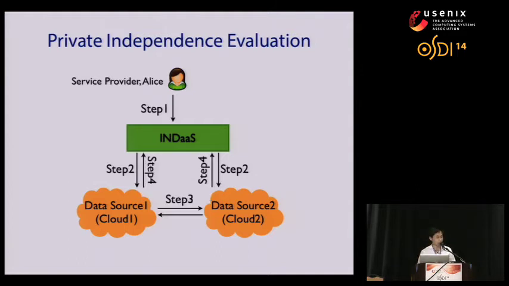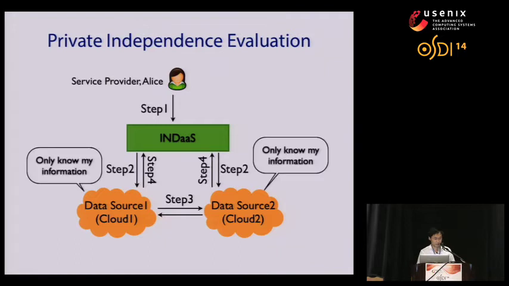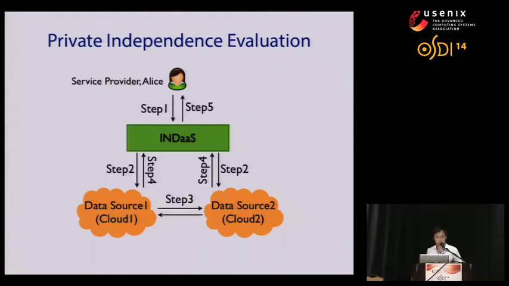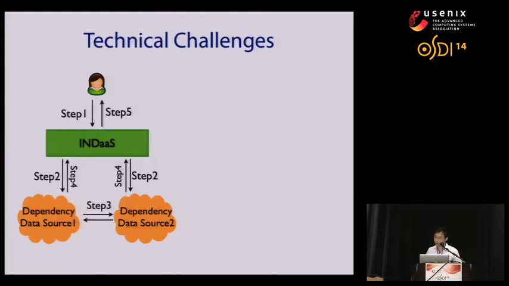Each data source can calculate the independence and only send the independence score back to INDaaS without leaking any information. In this case, each cloud provider cannot know any information, and our system only knows the independence score. So it forwards the independence score to Alice. Building such a system is actually non-trivial in practice.